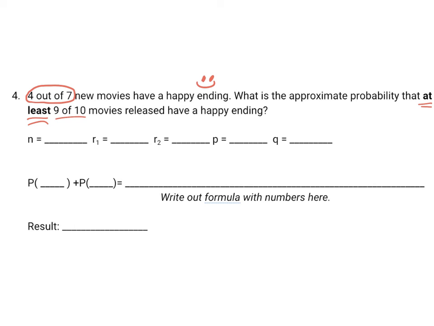Okay, so our population is 10. We've got 10 movies. We have 2 values of R because we're going to compute the probability for 9 of the 10 movies and for 10 of the 10 movies because it says at least 9. Our probability of success is 4/7. That means the probability of failure is 3/7. Remember, the way we do that is 1 minus 4/7 to get 3/7. So we've got the setup for our problem. We've got our 10 for our sample. First, we're going to do the probability for 9, then we'll do the probability for 10. The probability of success is 4/7, and the probability of failure is 3/7.